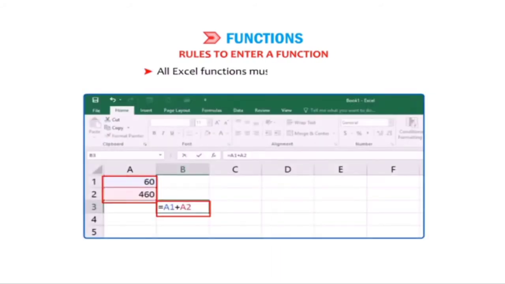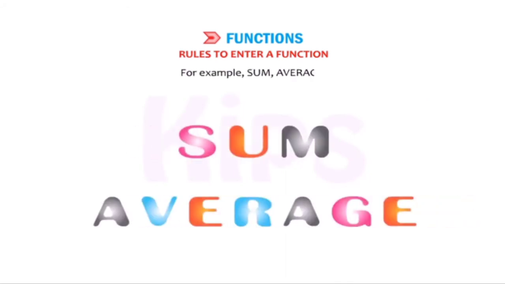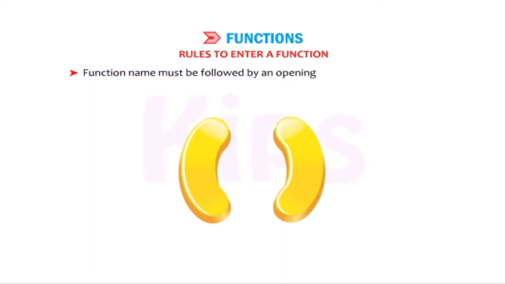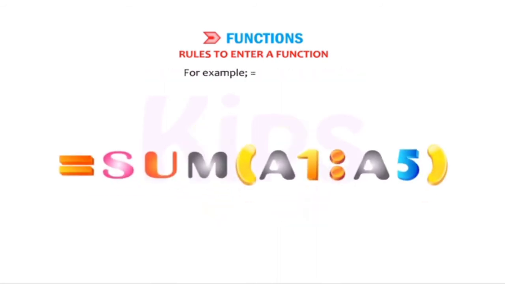Okay, let us now find out the rules to enter a function. All Excel functions must begin with the equal to sign. The function name must be a valid Excel name, for example, SUM, AVERAGE. The function name must be followed by an opening and closing parenthesis. Arguments are enclosed in the parentheses, for example, =SUM(A1:A5).